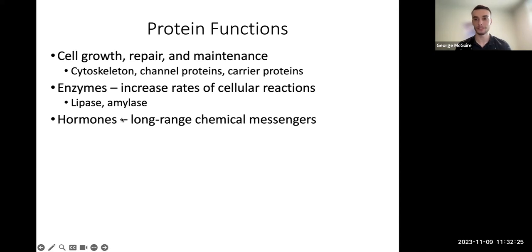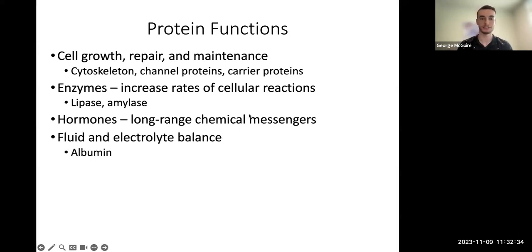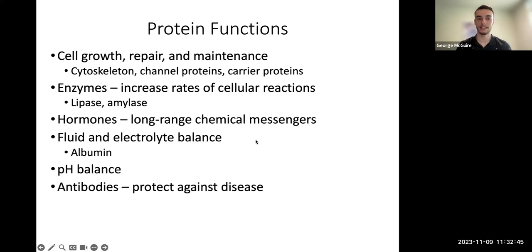Proteins can make up hormones. So we have lipid-based hormones like testosterone and estrogen, and we have protein-based hormones like insulin and glucagon. These are our long-range chemical messengers. They play a role in maintaining and balancing the fluid inside and outside of our cells. They can contribute to the pH of different environments.